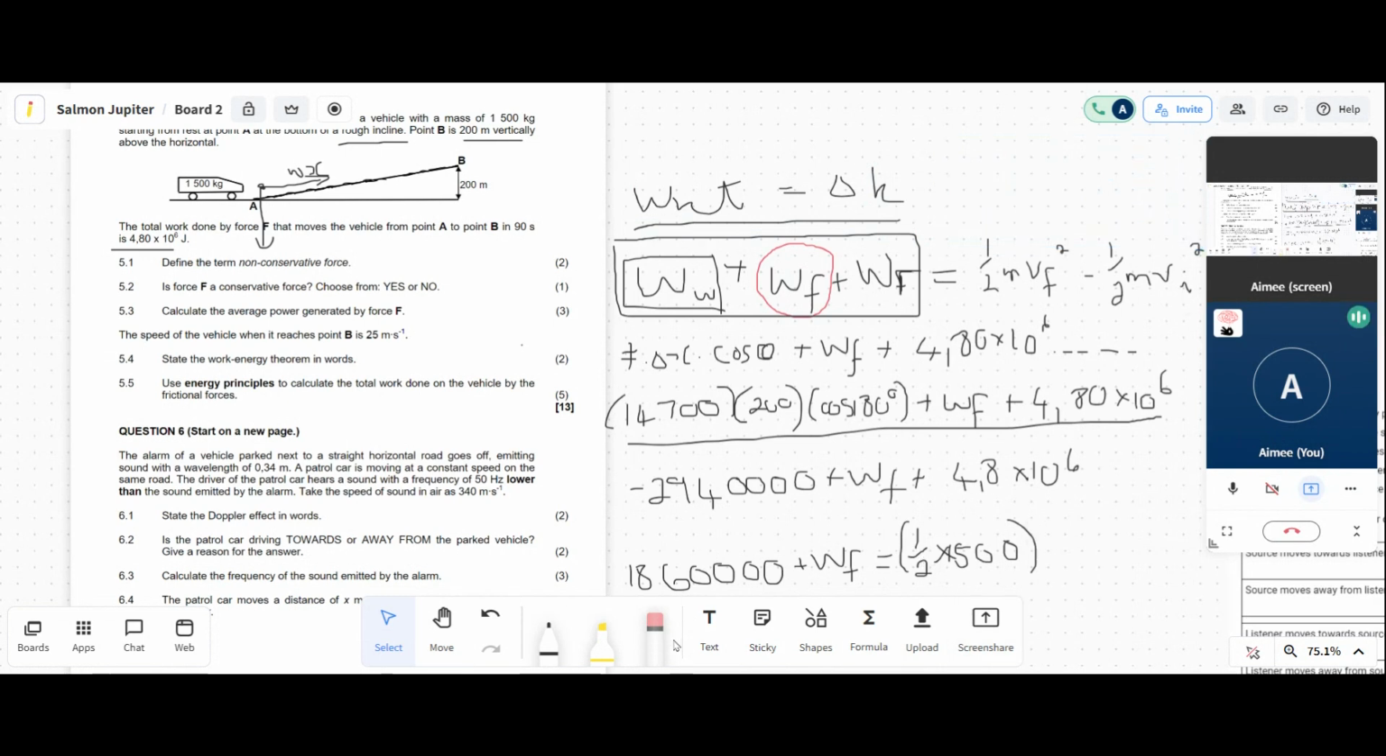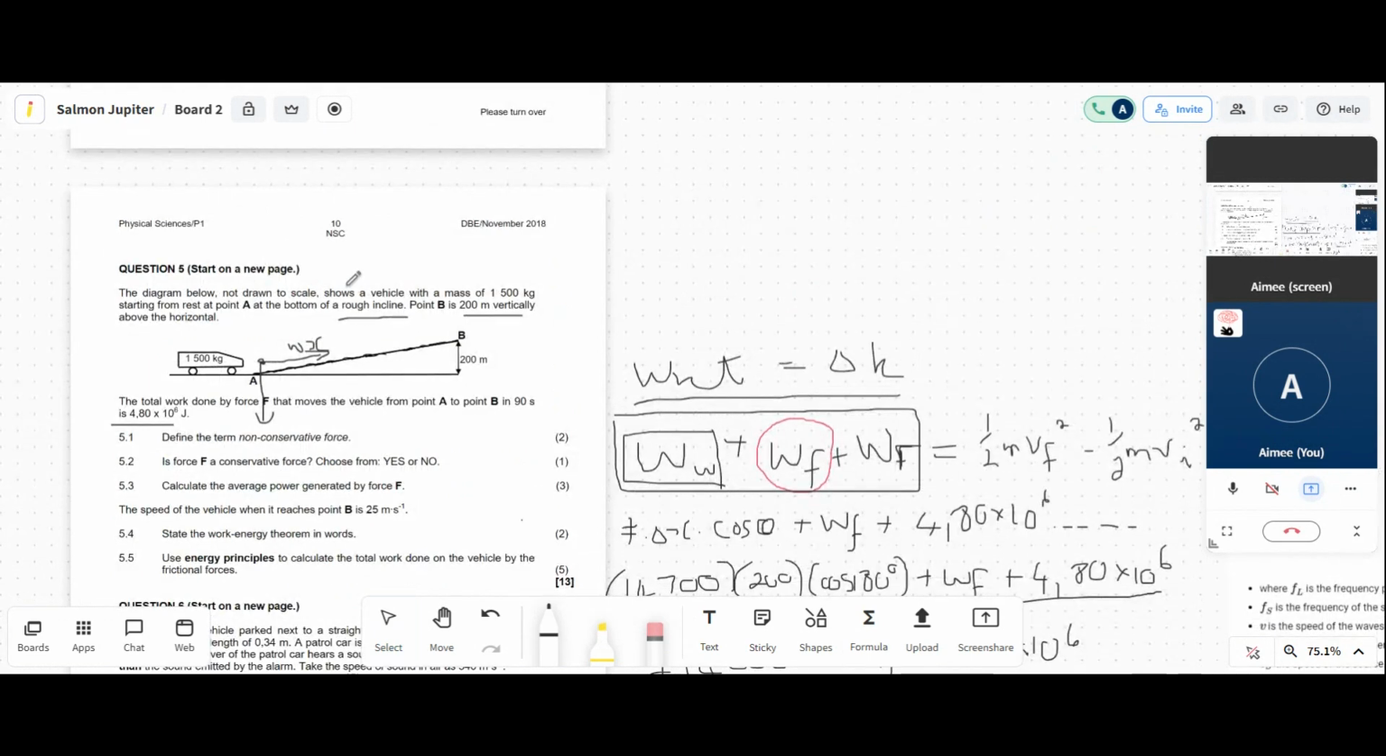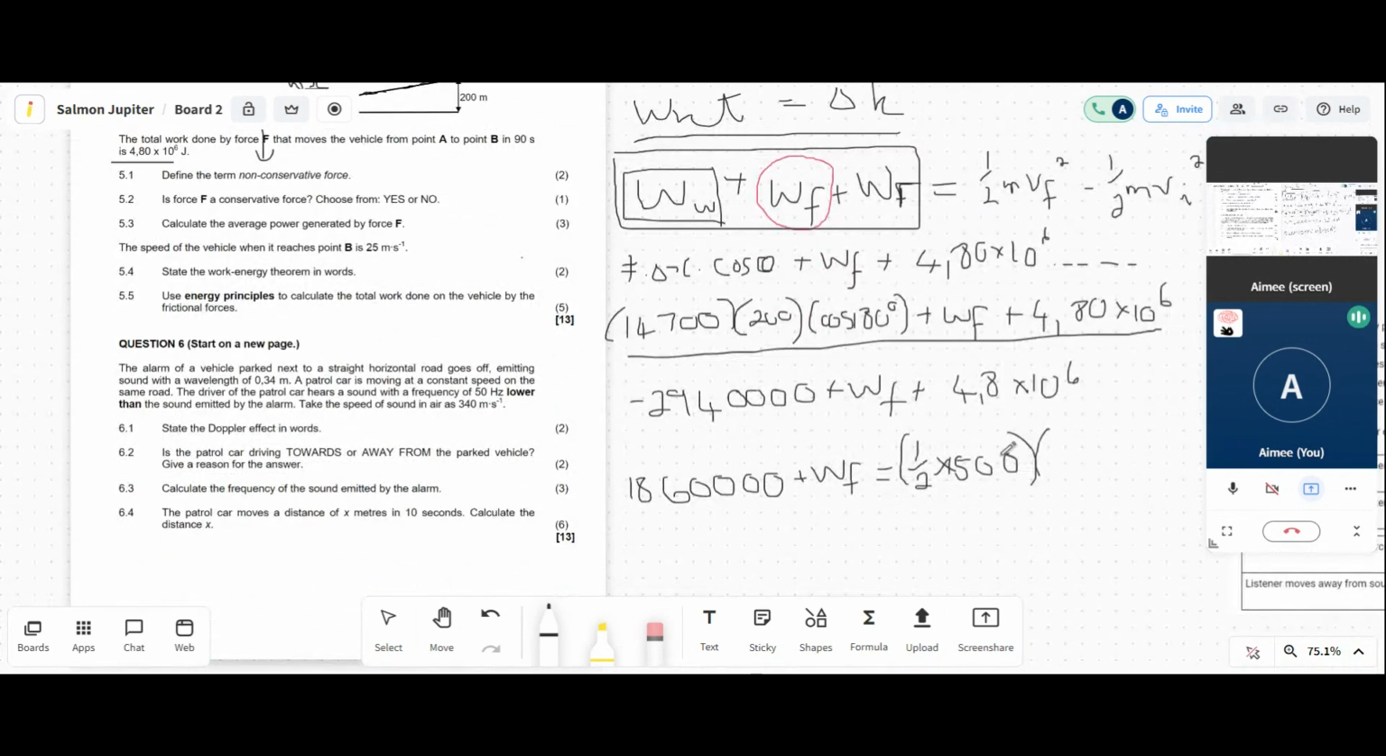So we substituted in our half times our mass, and now we substitute in our VF minus our VI squared. They tell you that the final velocity is 25 meters per second, and it tells you that the vehicle starts from rest, so you know your VI is 0. So it's VF squared minus VI squared. And now you substitute all of that in, and you get a value for the work done by friction.